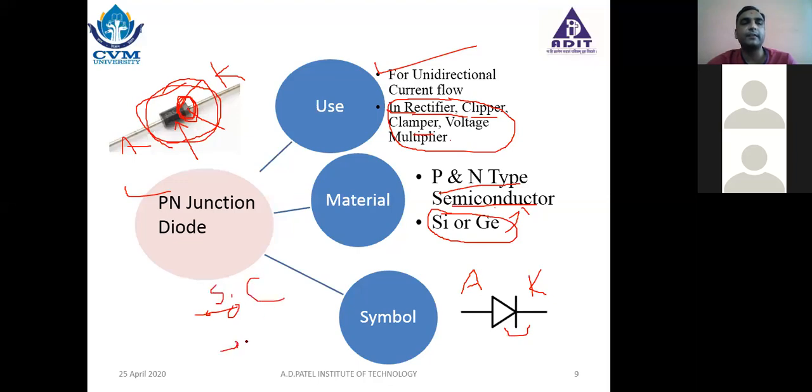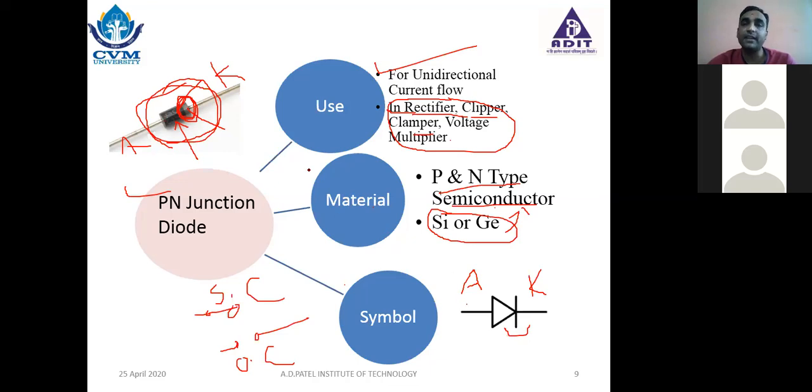And whenever it is in reverse bias, it will be treated as an open circuit. I am writing OC over here. So that is the PN junction diode. In reverse bias, it behaves as an open circuit. In forward bias, it behaves as a short circuit. So it can be used as a switch also. This is the symbol, and this is the actual appearance.